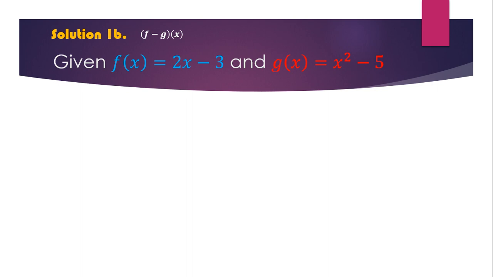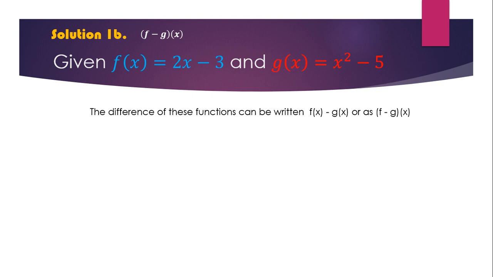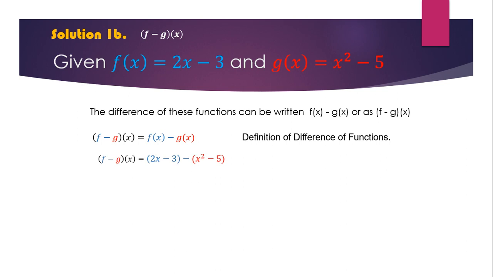So letter B, finding the difference of the functions, the same given for f of x and g of x. So to get the difference of these functions, it can be written as f of x minus g of x, or as quantity f minus g of x. And then quantity f minus g of x is just equal to f of x minus g of x because that is the definition of the difference of functions. Then substitute the given values for the two functions. F of x is 2x minus 3. G of x is x squared minus 5.